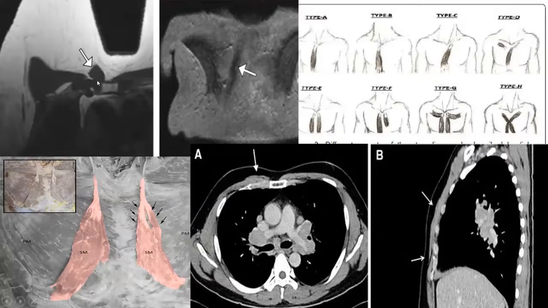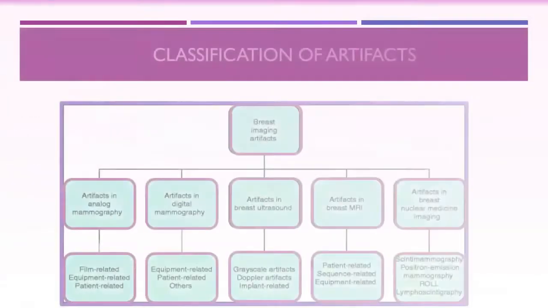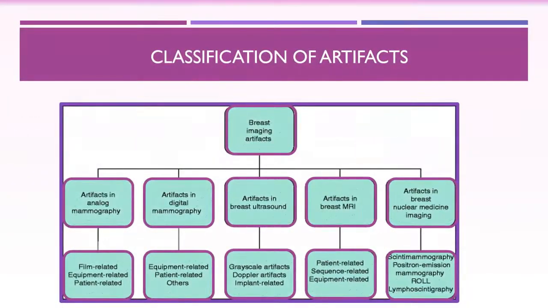This is cut in this axial MRI, and the muscle usually arises from the sternal notch of the manubrium sterni down to the end of the sternum. Here it appears as flat, and this is the muscle projecting over the pectoralis muscles in the sagittal view from above down to the end of the sternum. So we have many types of artifacts.